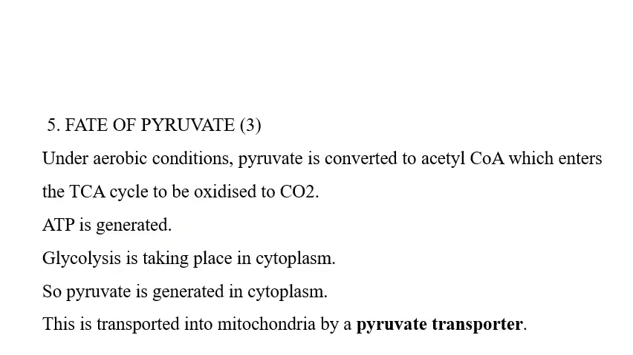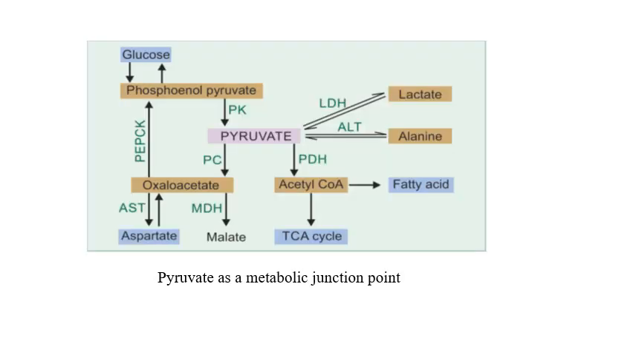Now the next question is the fate of pyruvate. Under aerobic condition, pyruvate is converted to acetyl-CoA, which enters the TCA cycle to be oxidized to carbon dioxide. We know that the final fate of pyruvate is that it has to undergo the TCA cycle for complete oxidation to produce carbon dioxide and water, and concomitant production of energy. Glycolysis takes place in the cytoplasm, so the pyruvate is also generated in the cytoplasm, but it has to be transported into the mitochondria by the pyruvate transporter. Once it reaches there, it has multiple fates.